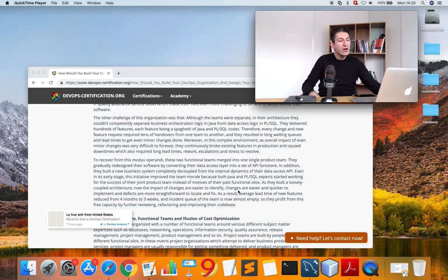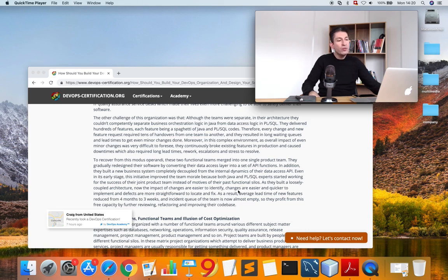Therefore, every change and new feature request required tens of handovers from one team to another, which resulted in long waiting queues and lead times to get even minor changes done. Moreover, in this complex environment, as the overall impact of even minor changes was very difficult to foresee, they continuously broke existing production features and caused downtimes, which also required long lead times, escalations, rework, and stress to resolve.